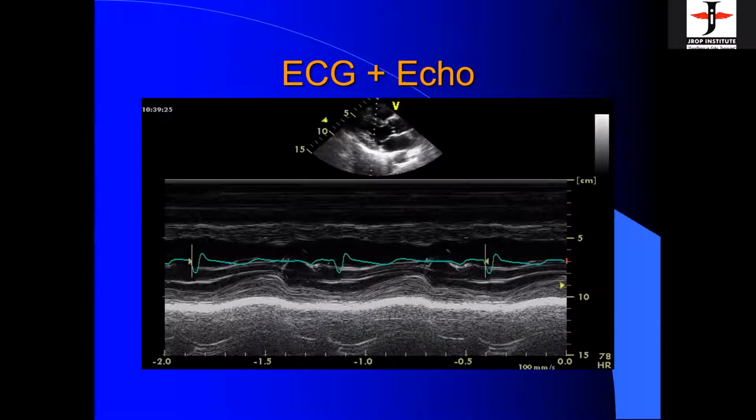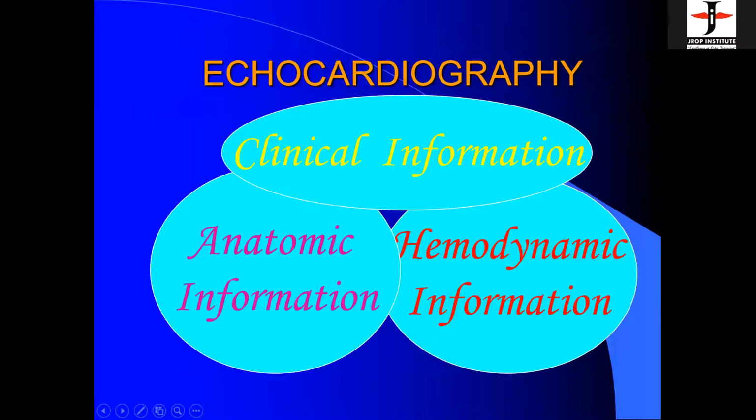They contract in systole and they dilate in diastole. And here you see the systole starts from here and it goes up to the T wave, and this is the systole, and beyond that is diastole. So this is just to tell you about ECG and echo.